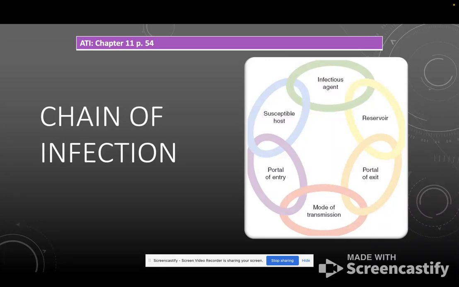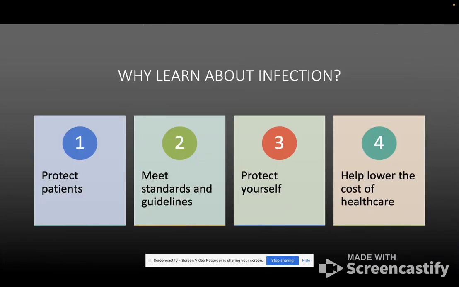So we want to do everything possible to try to break these links in the chain. We try to come up with different ways that we can break these links. Hand washing is going to be super, super important. It's the number one way that we can help prevent infection. It's just washing your hands. So, like we mentioned a little while ago, we learn about these so that we can protect ourselves and protect our patients.